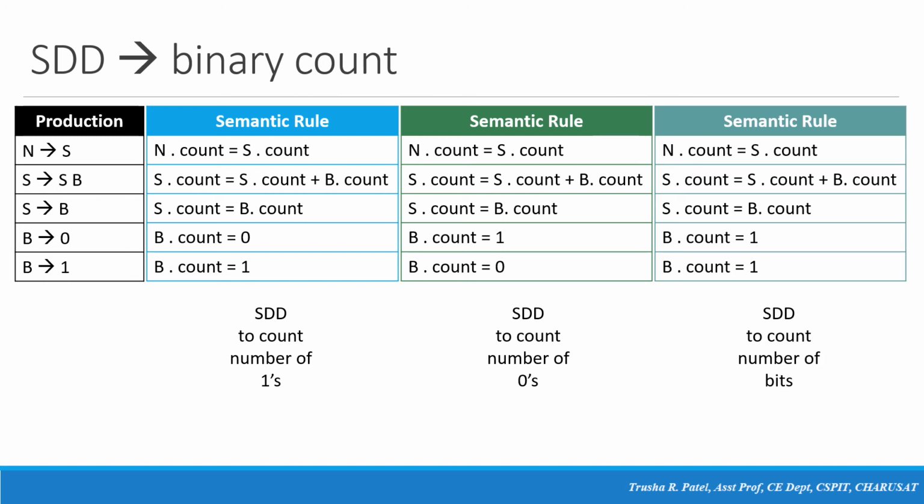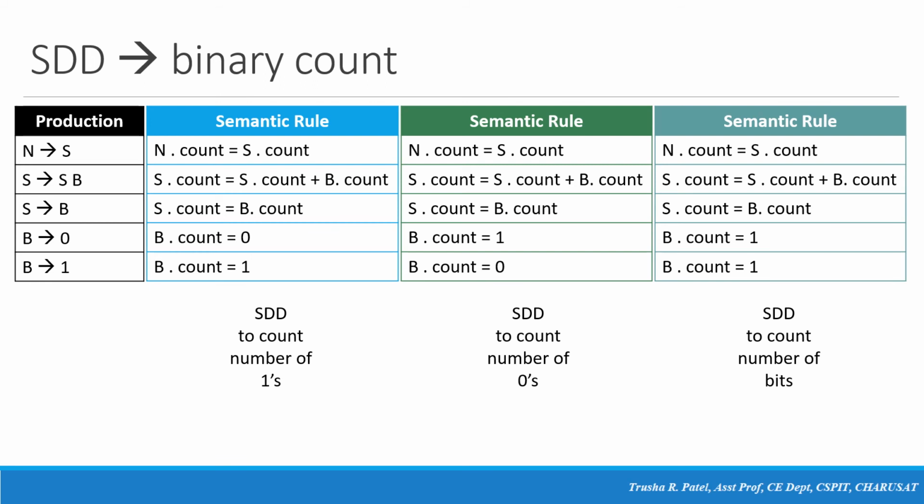And the third possibility is if we want to count all the bits which are available in our binary number. So in that case, B.count equals 1 for both, either it is a 0 bit or a 1 bit. So B gives 0 and B gives 1, both productions have the same semantic rule, that B.count equals 1.